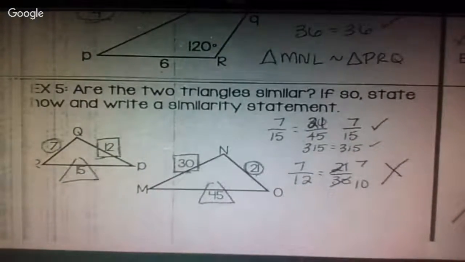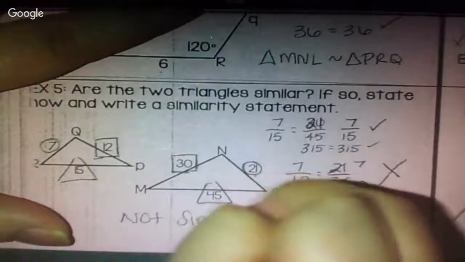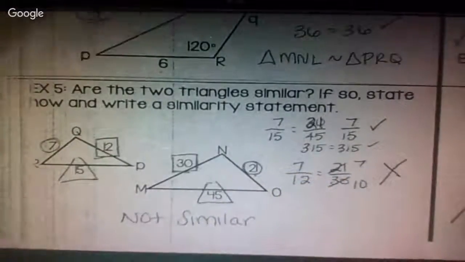So at this point, if you're trying to use side similarity, and you get one that doesn't work, these are not similar. How do you write that? You just write not similar.